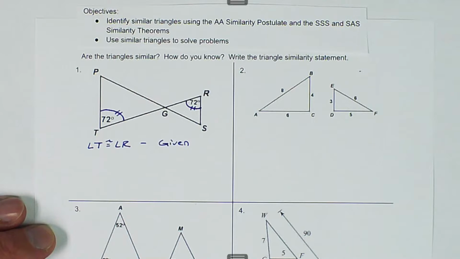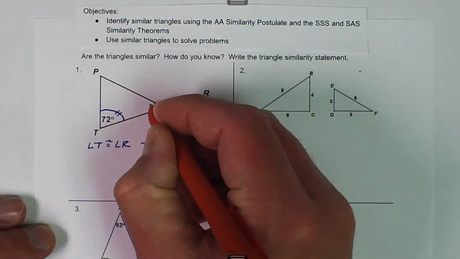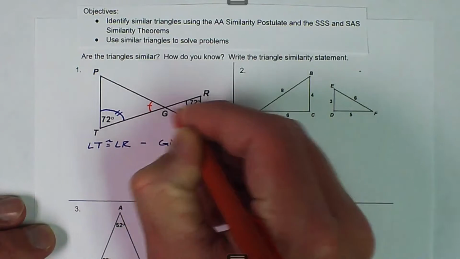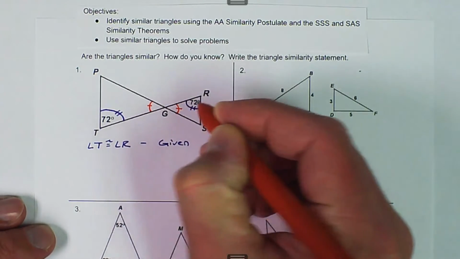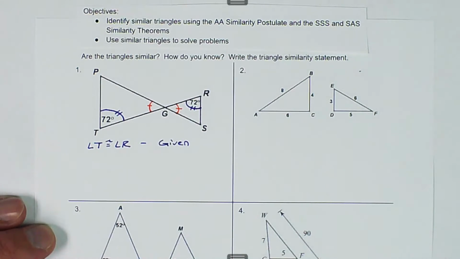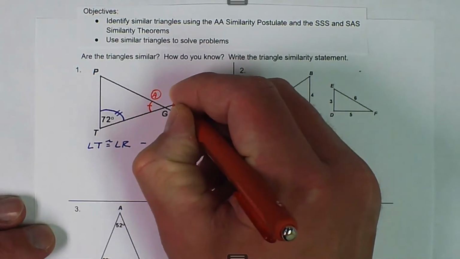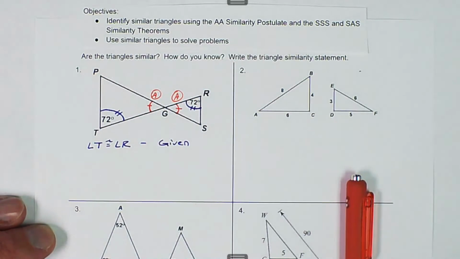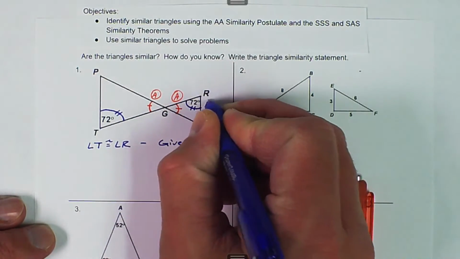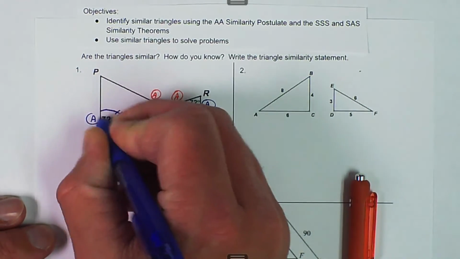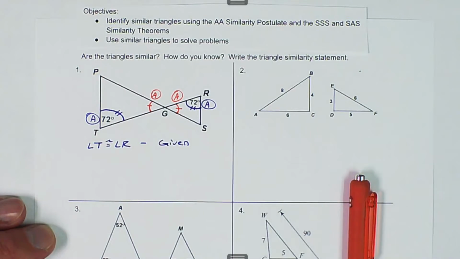Hopefully we're pretty familiar with this, but we should be able to see that there's another angle, and it's this angle right here. The reason that we can mark that is because of vertical angles. So now we have 2 angles marked on each triangle, so that does make them similar.